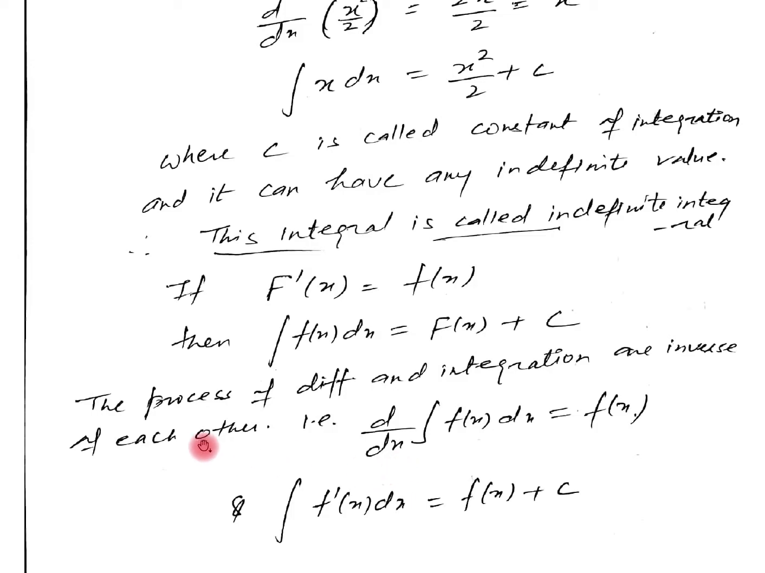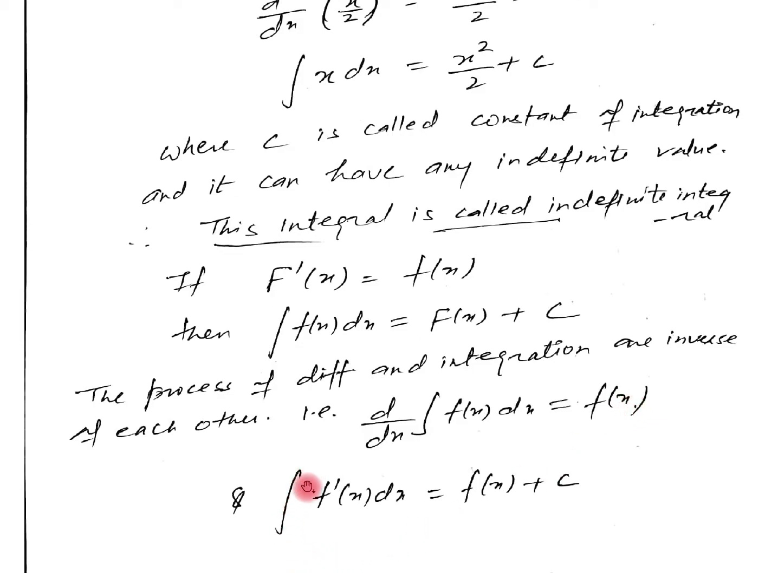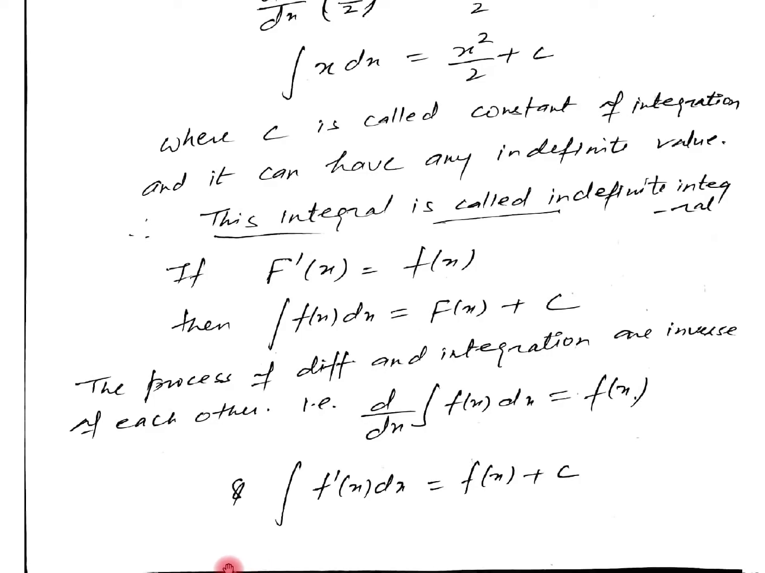See it again, because these are inverse of each other, and we know that inverses always cancel each other. So d by dx of the integral of fx, they will cancel each other, so we are left with fx. Again we can say the integral of f dash x dx is equal to fx plus c. Again these two will cancel each other, we are left with what? Fx. Now this is the introduction of indefinite integration.